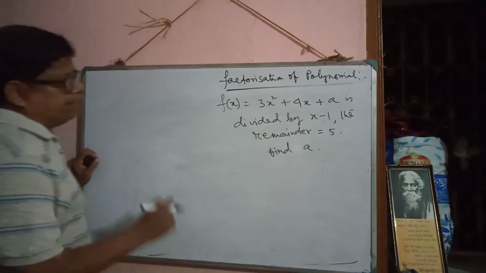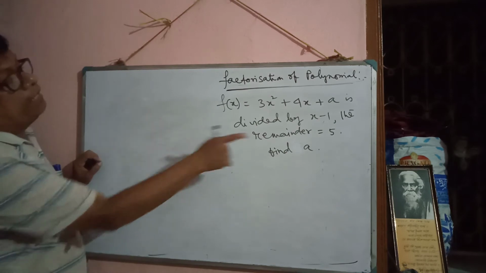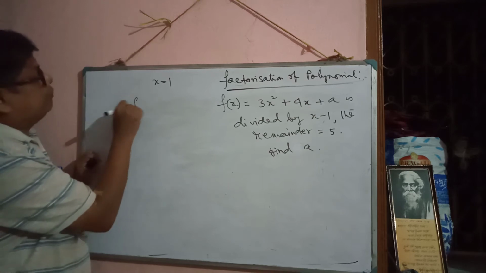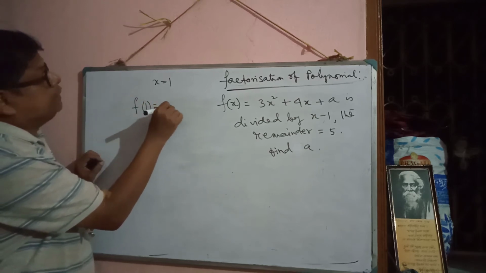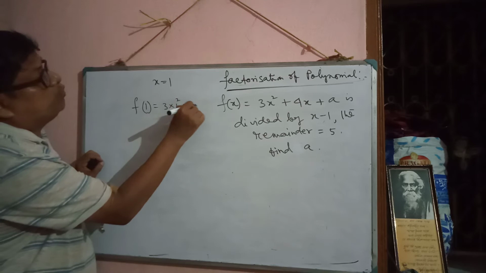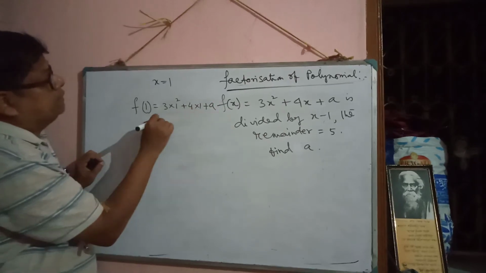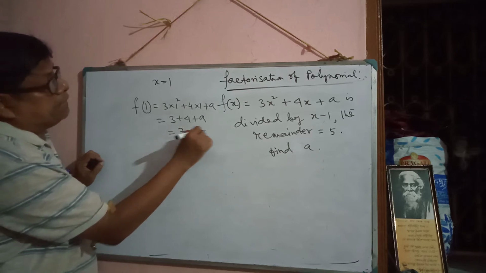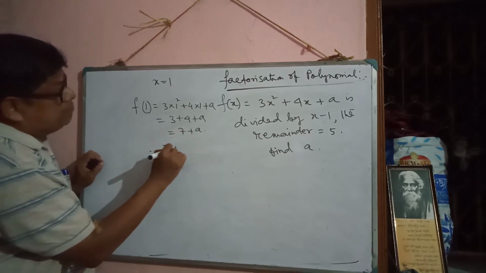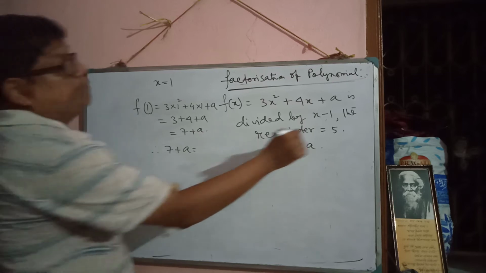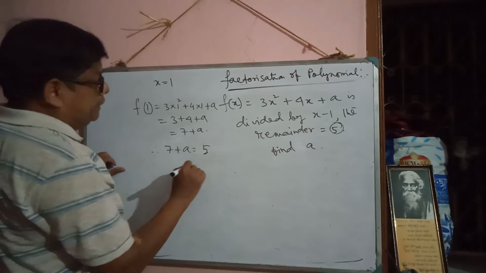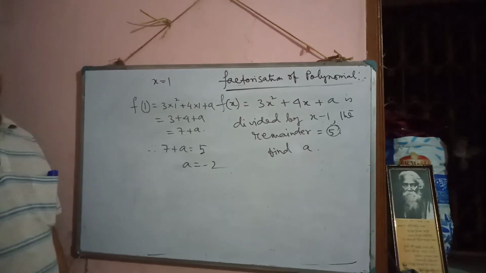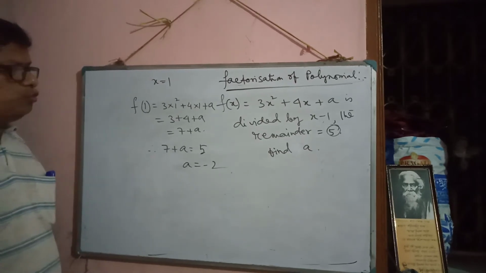First you write f of x, given x minus 1 equal to 0, so x equals 1. Now write f of 1: 3 into 1 square plus 4 into 1 plus a, that is 3 plus 4 plus a, which is 7 plus a. So 7 plus a equals the given remainder 5, that is a equals minus 2. This is the answer. Like that. Okay, any doubt?